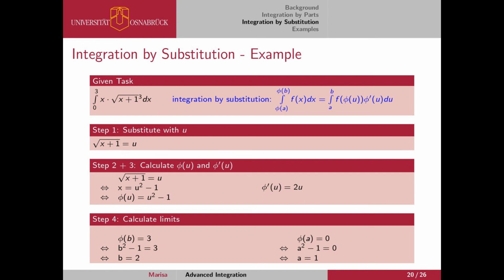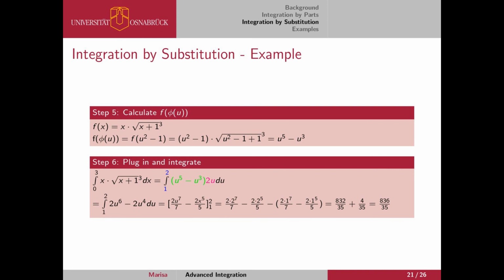In step 2 and 3, we calculated phi of u and phi prime of u. As you probably remember, to get phi of u, you have to solve the equation from step 1 for x. For phi prime of u, you only have to build the derivative. In step 4, we calculated the new limits of our integral. We did this with the help of phi of u and the limits from the original integral. And we ended up with b equals 2 and a equals 1 here.